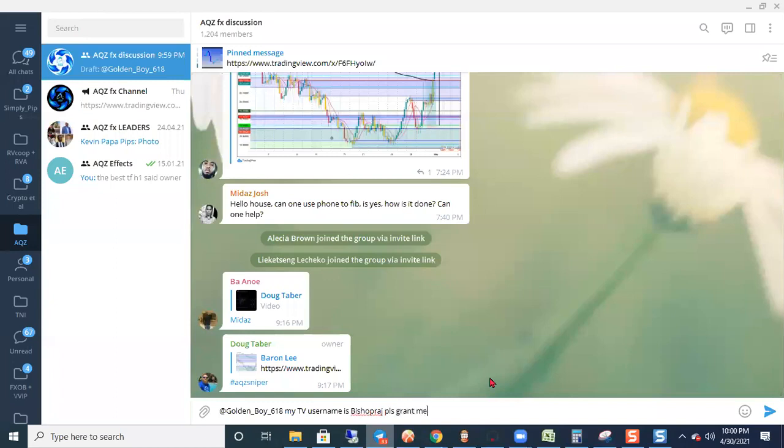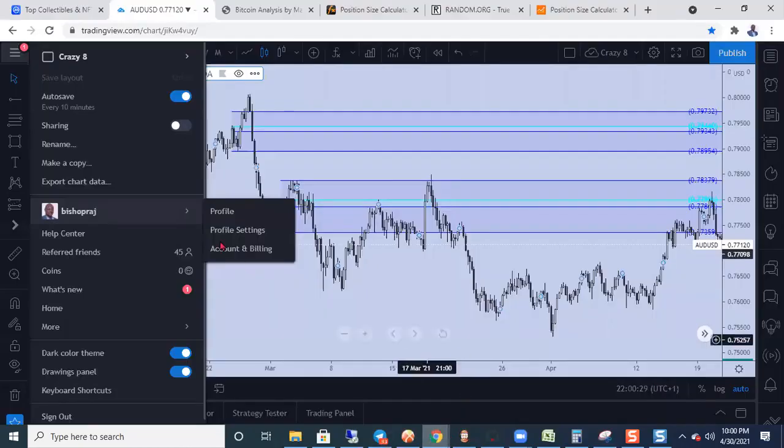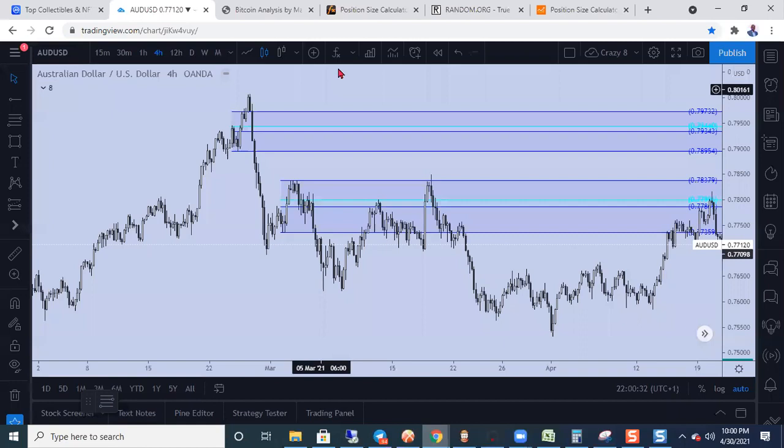Please grant me access to the PC and MS. That's the prophetic candle and the momentum shift, and he would respond to you when he sees that. And when you get the prophetic candle and the momentum shift indicator, it's going to appear.